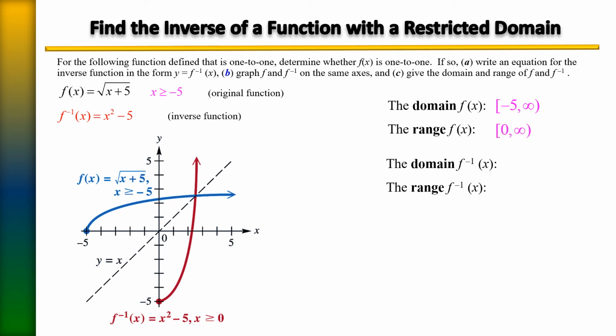Once you have your domain and range of your function, all you have to do is reverse that order for your inverse function. The domain of my inverse is the range of what my function was, which is from 0 all the way to positive infinity. To find the range of my inverse function, I take the domain of the function itself, which was from -5 to positive infinity. That's going to be my new range for my inverse.